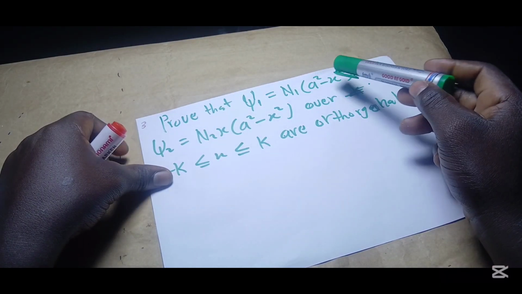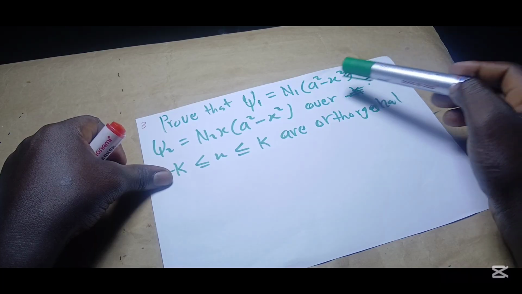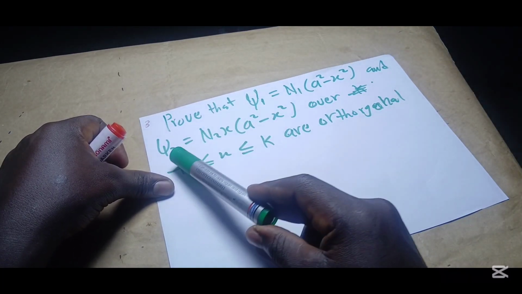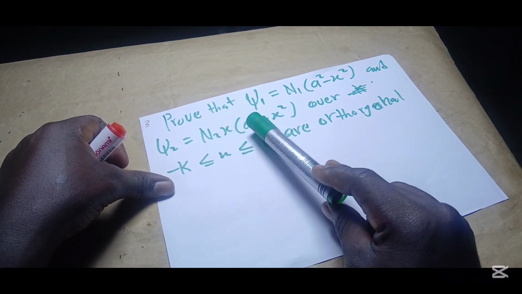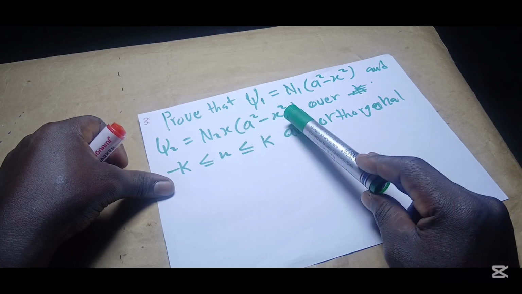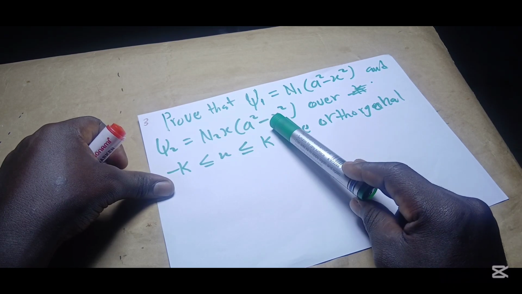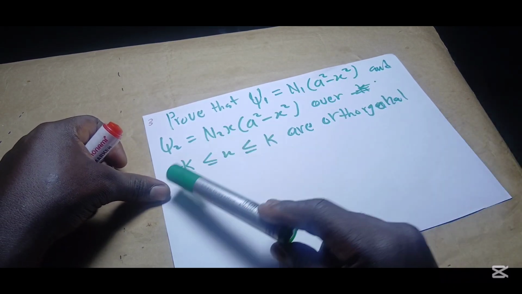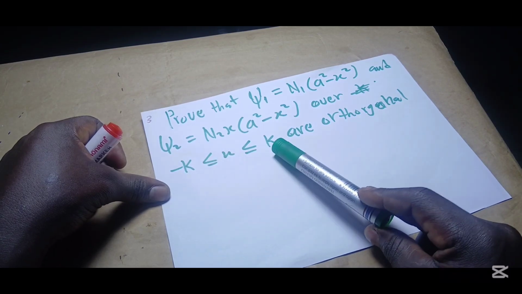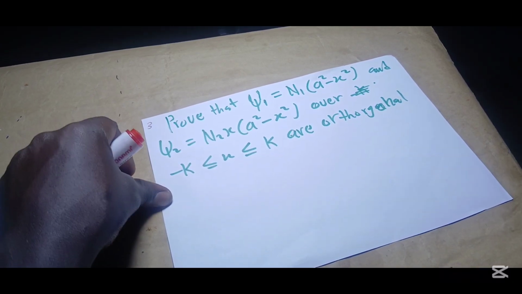Prove that psi1 equals N1 into bracket a squared minus x squared, and psi2 equals N2 x into bracket a squared minus x squared, over the interval -k to k, are orthogonal.